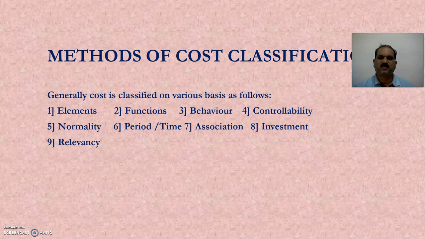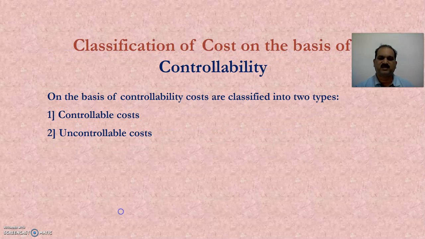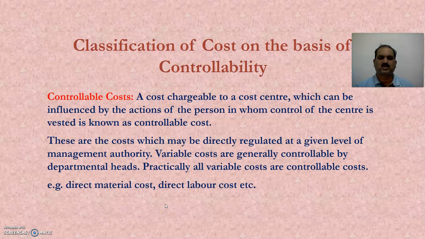Generally, cost is classified on various bases. On the basis of elements, functions, behavior, controllability, normality, period or time, association, investment and relevancy. Now let's see what is classification of cost on the basis of controllability. On the basis of controllability, costs are classified into two types, controllable cost and uncontrollable cost.